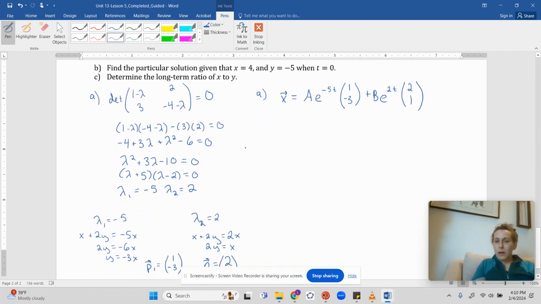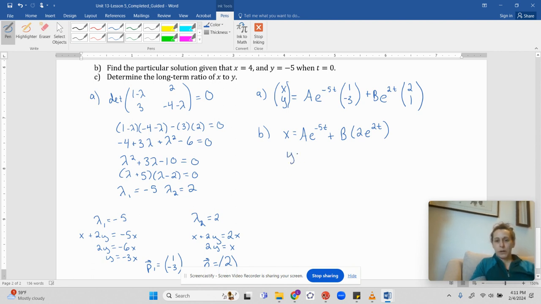Good, yeah. Now, part B, we can find the particular solution given that x is 4, y is negative 5 when t is 0. Well, what we want to do is think of vector x as x, y again. And then we're going to find the x component. The x component is all of the top row. So that's a e to the negative 5t times 1 plus b times 2e to the 2t. So I gave the 2 to the top part.